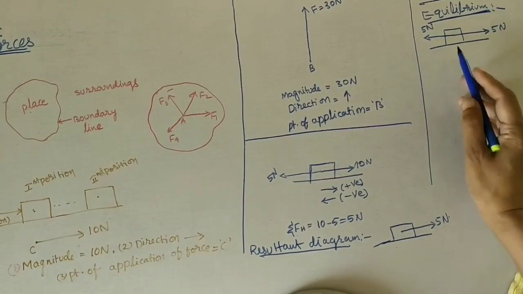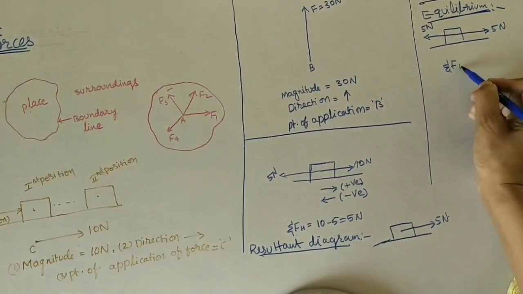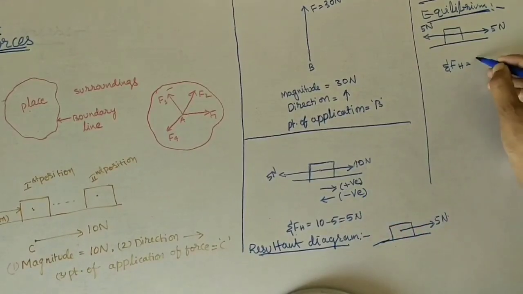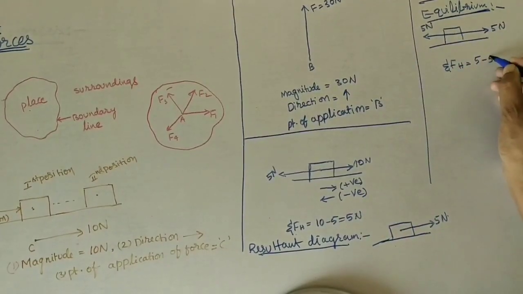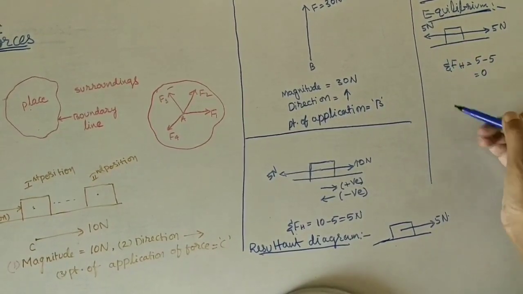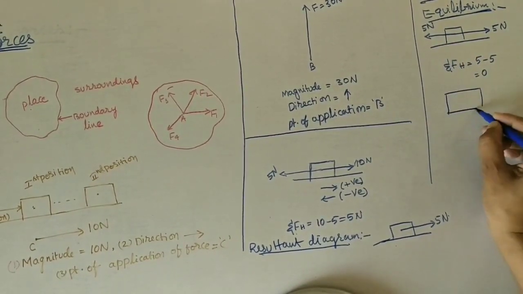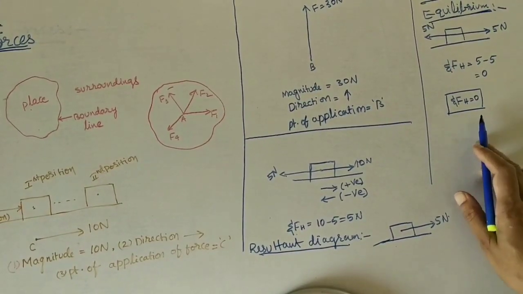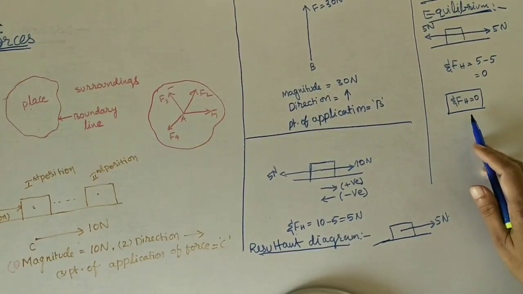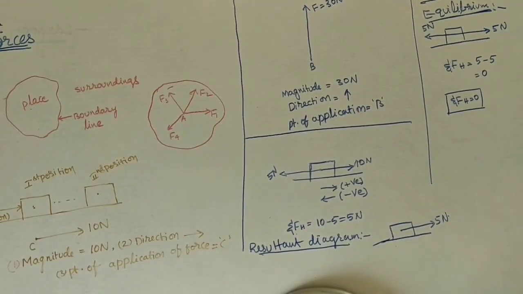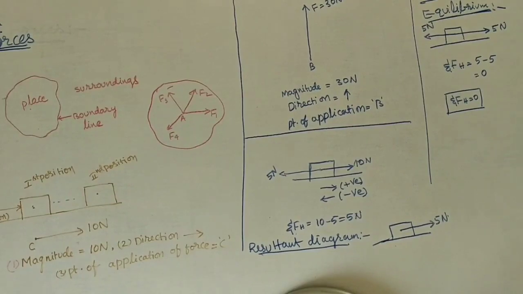Okay, now how to find this sigma Fh? It means all horizontal components should be 0. This side we are taking positive values 5, this side we are taking minus 5. Five minus 5 means 0. So what is the equilibrium condition? Sigma Fh is 0. Now I am taking in the box sigma Fh is 0. This is one of the conditions for getting the equilibrium of a taken object which is subjected to a number of horizontal forces. Now in case of vertical forces, what is the condition for the equilibrium?